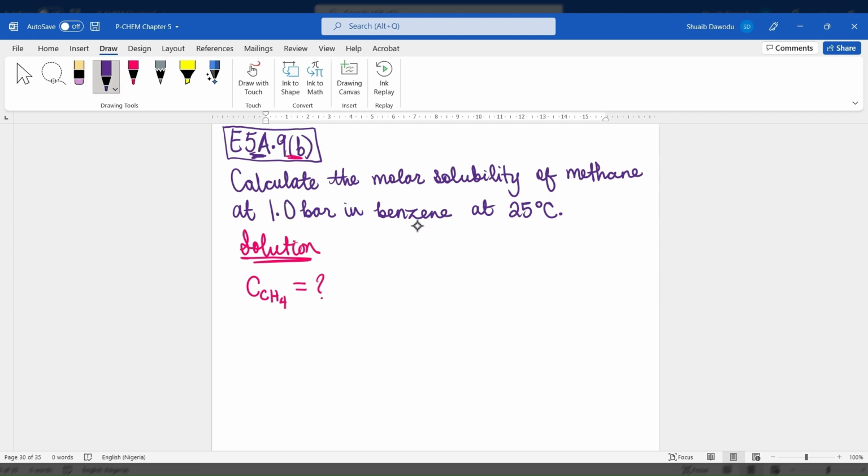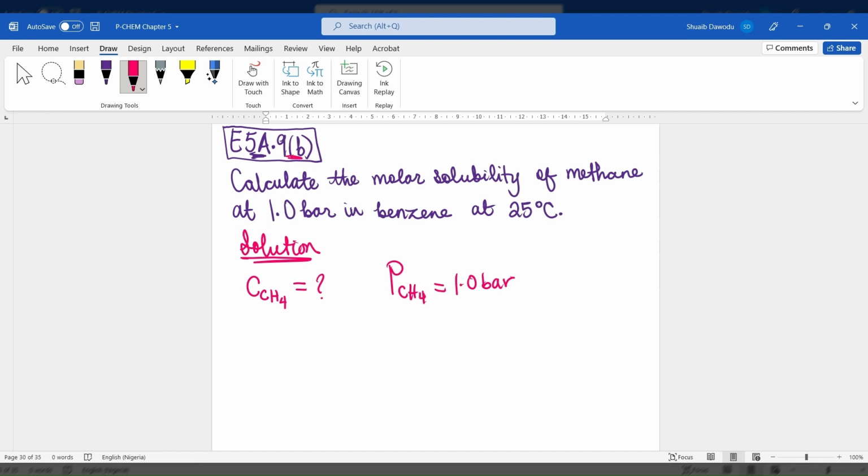So there is a mixture in this situation. We have 1.0 bar, so that means the pressure of methane, CH4, is simply going to be 1.0 bar. So now we're told to calculate this from this. Now you're going to be wondering, well, they only gave us one question to solve, which is the molar solubility of methane, and they only gave us one parameter to work with, which is the pressure of the methane. Then how do we solve it? What are we doing here?